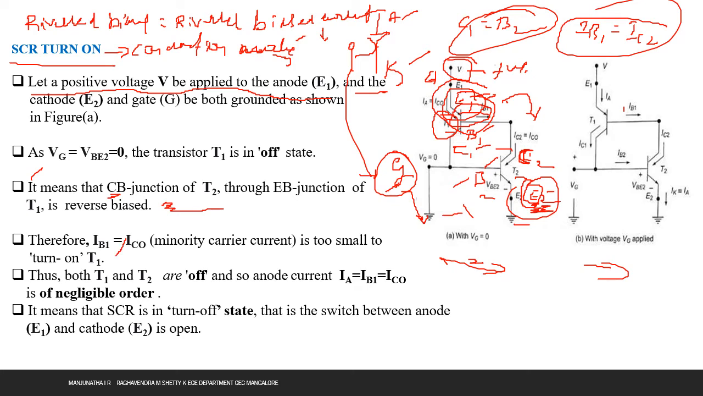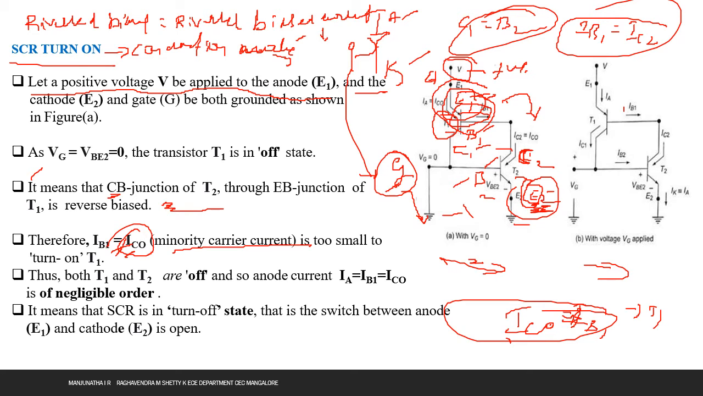So therefore, in the reverse biased condition, whatever current we are getting is due to the minority charge carriers. That is ICO, and we can observe it across IB1. It is small, and that IB1 or ICO is not enough to turn on transistor T1.